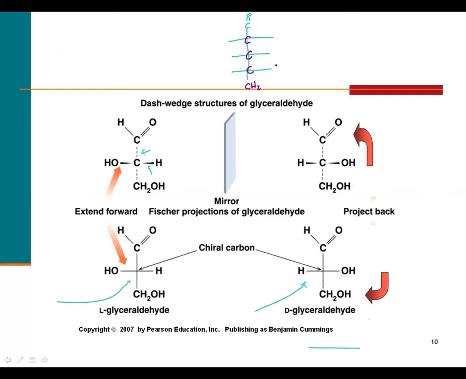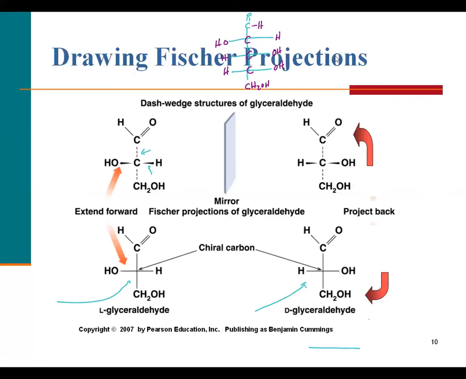And a lot of times you'll have some OHs and some Hs attached. That's your general formula of a carbohydrate. So we'll often use that bottom structure where we have those lines crossing to indicate the carbons. Again, we usually don't put the Cs in there when we do that.